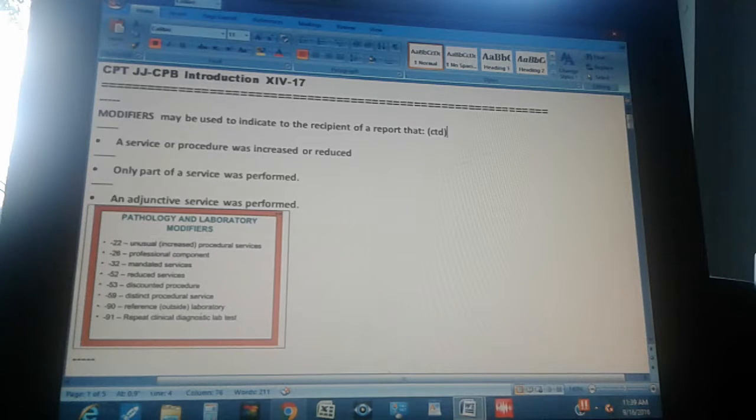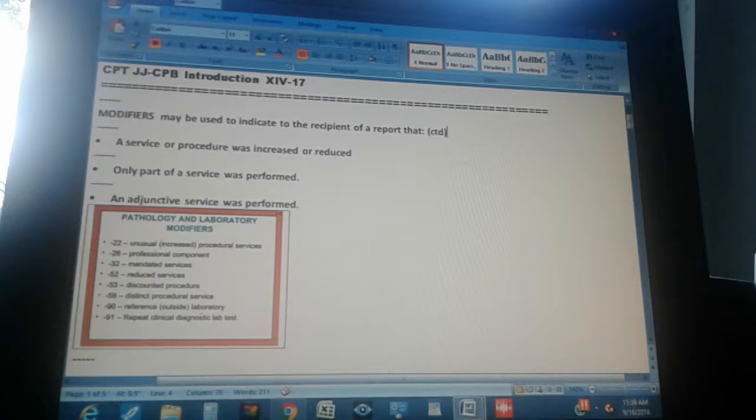So the first of the reasons for today is that a service or procedure was increased or reduced. So in order for you to communicate that, you use a modifier. The second one is only part of a service was performed, not the whole service, just part of it. So you use a modifier for that.